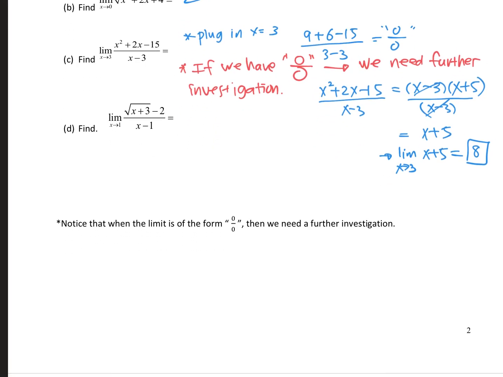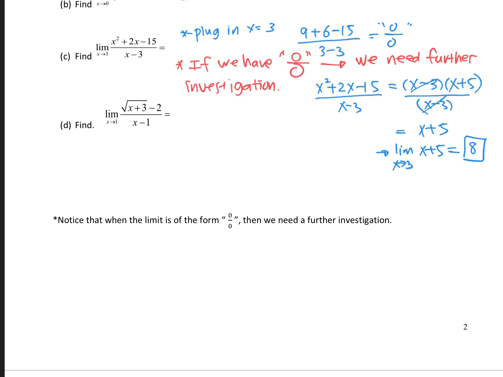All right, let's look at part D. Here, find the limit as x approaches 1 of radical x plus 3 minus 2 over x minus 1. So my first instinct was, again, plug in x equal to 1. Let's see what happens. Radical 1 plus 3 minus 2 over 1 minus 1. Radical 4 minus 2 is 0 over 0. Okay, another 0 over 0. Unfortunately, this is not a polynomial. It's like radical something. So how do I simplify this?